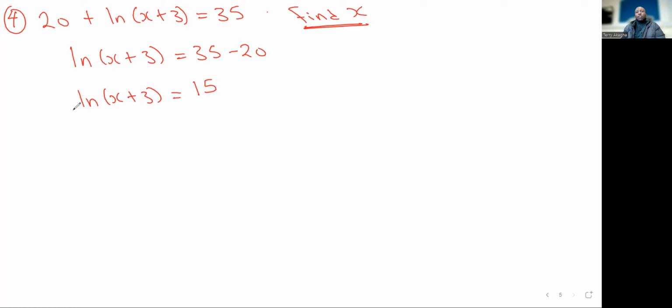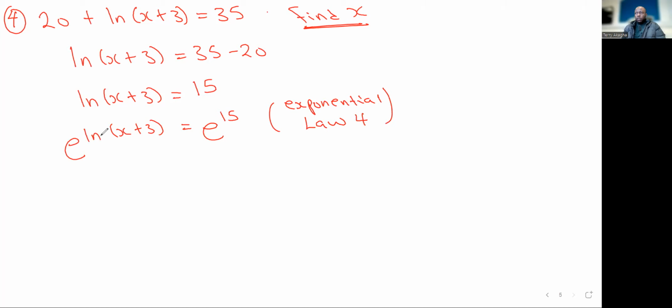Now, we need to get rid of this ln. And I told you in exponential law, the only way to get rid of the ln is to take the exponent of both sides, and that is law 4. So we're going to have exponential of ln of x plus 3 equal to exponential of 15. Go to the exponential law, and I think it's law 4. So now we cancel that, then we're going to have x plus 3 equal to exponential of 15.